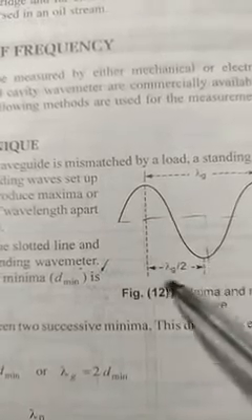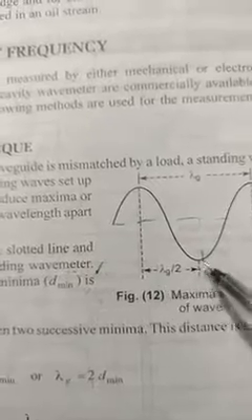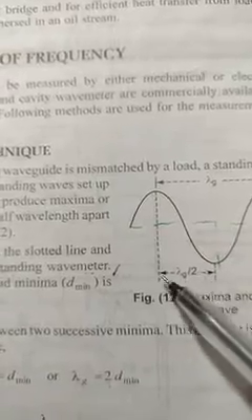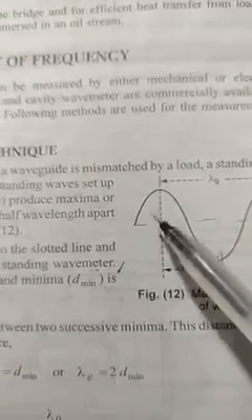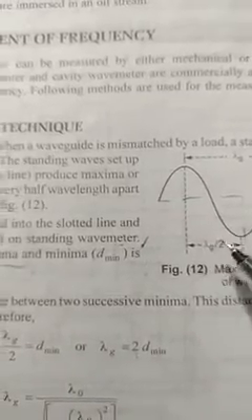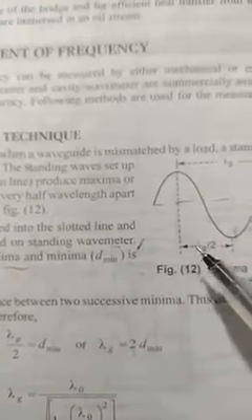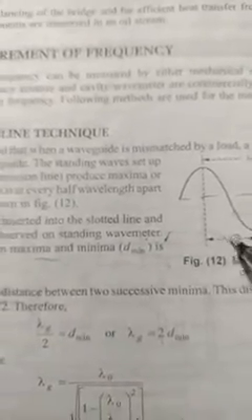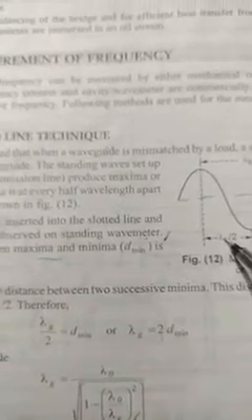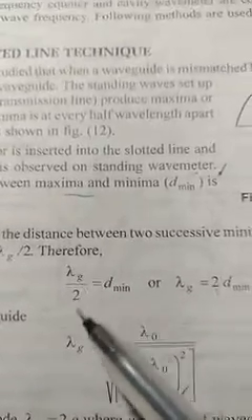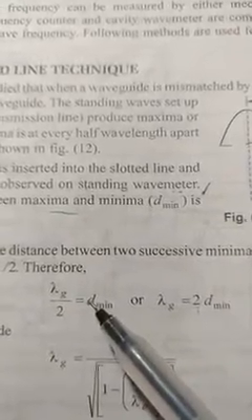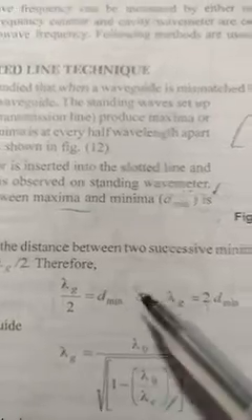Here we can measure the distance between the maxima and minima on the vernier scale and the main scale. With the help of the main scale and vernier scale, we can calculate how much distance there is between the maximum reading and the minimum reading. So d minimum is equal to lambda g by 2, and lambda g we can calculate from here. Lambda g by 2 is equal to d minimum, which we have taken between minimum to maximum point and maximum to minimum point.